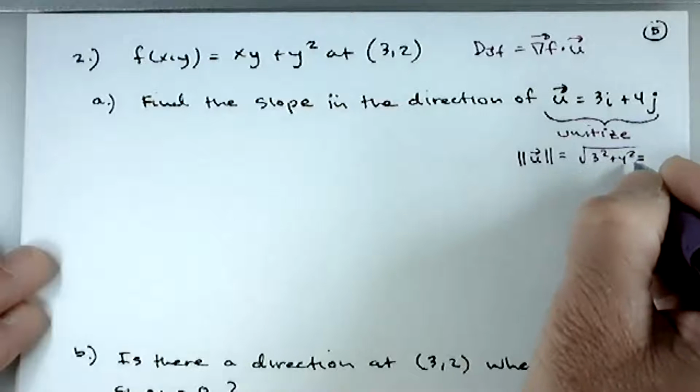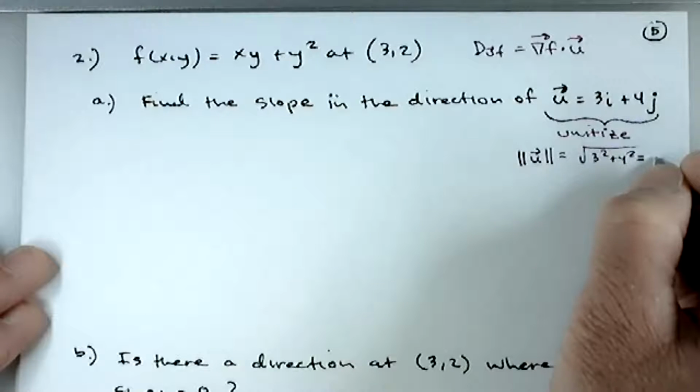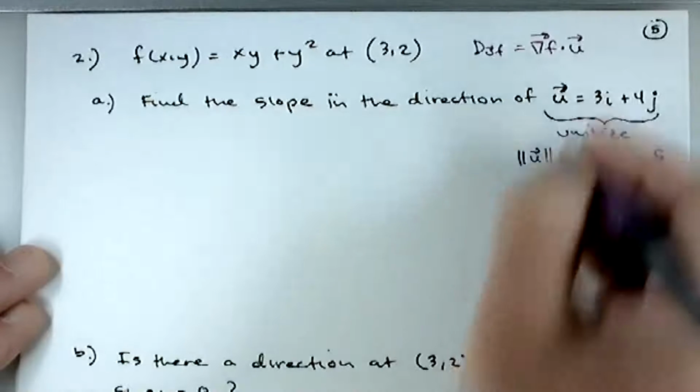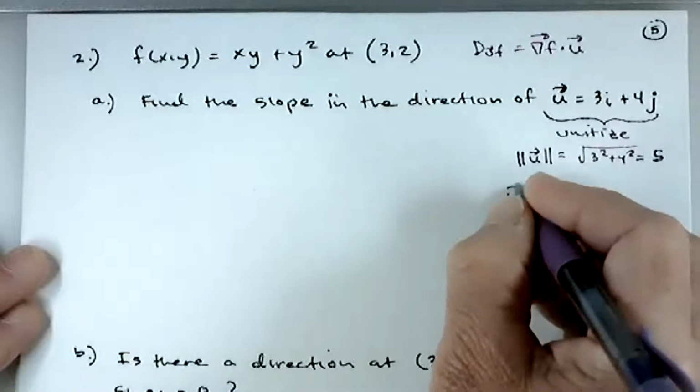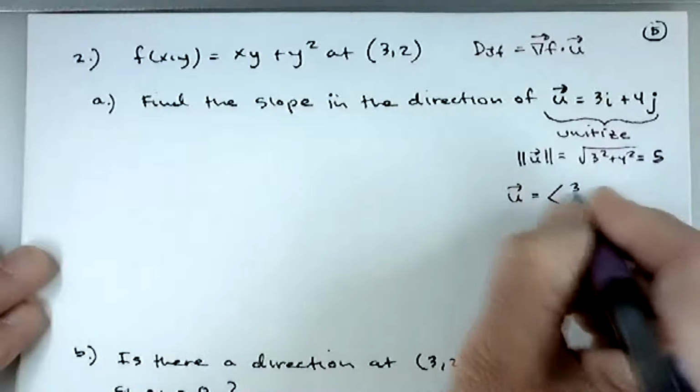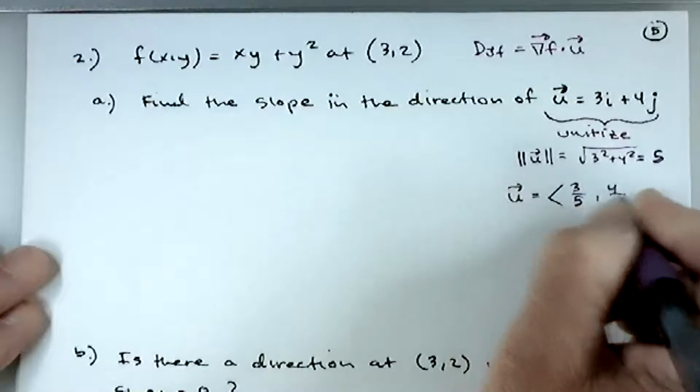Nine plus 16 is 25. Oh, so that's 5. Of course, 3, 4, 5. So then what we really want as our unit vector u is going to be 3/5, 4/5.